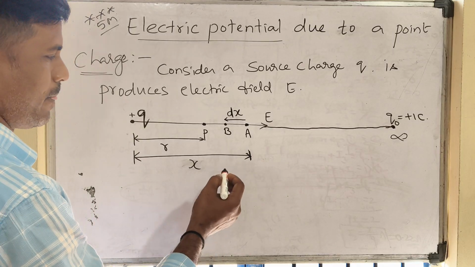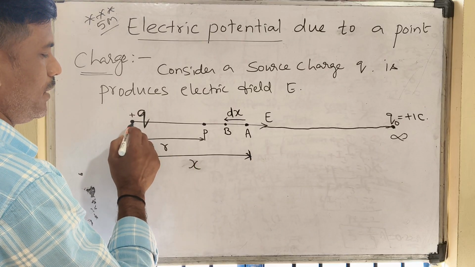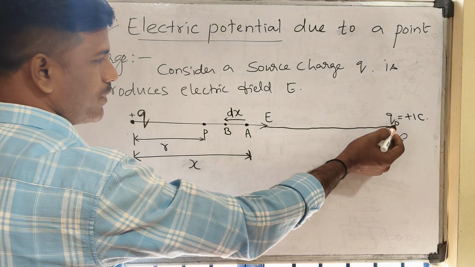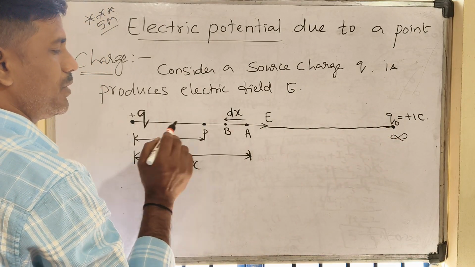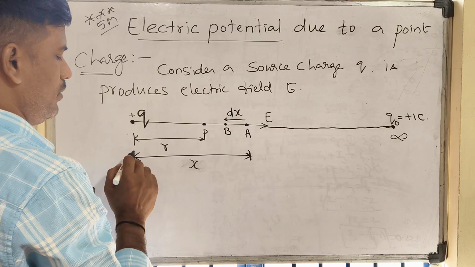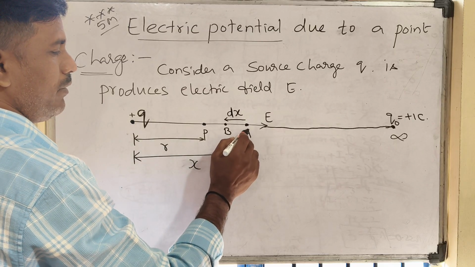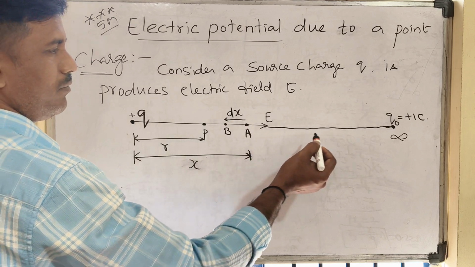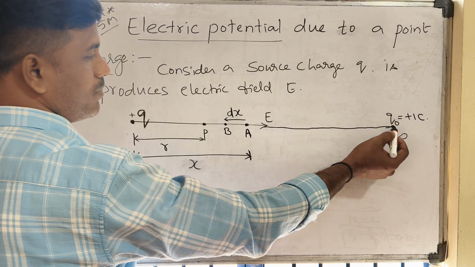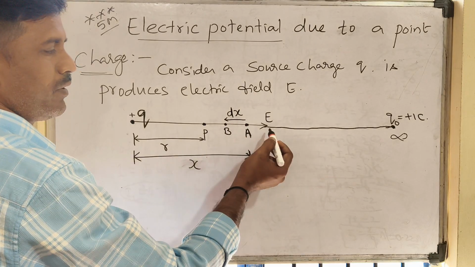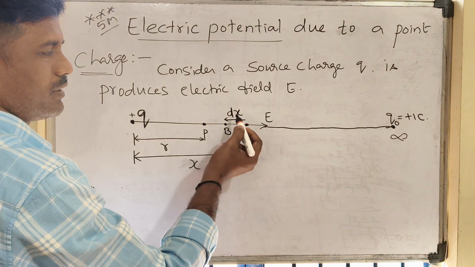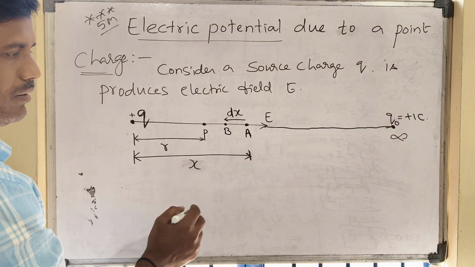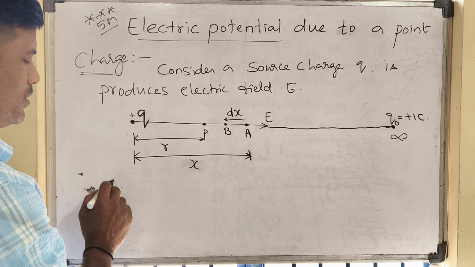Right. Now observe here. Understood the diagram? It is the source charge. We need to bring a unit positive charge from infinite distance to distance r from the charge. But now here, consider point A from the charge at distance x. According to the definition, the unit positive test charge is brought from infinity to point B against the electric field, and the distance is dx. So only work done will be done. That work done means potential.